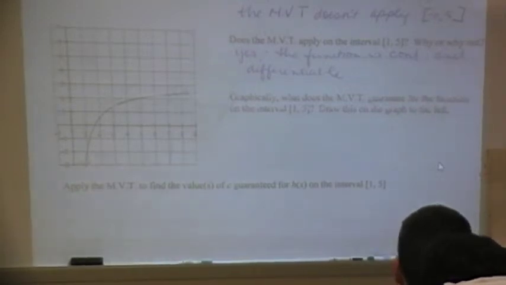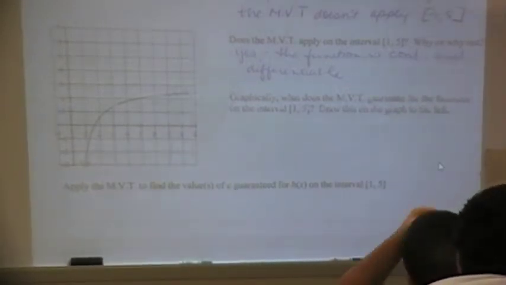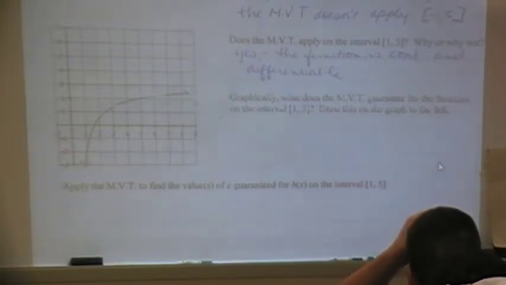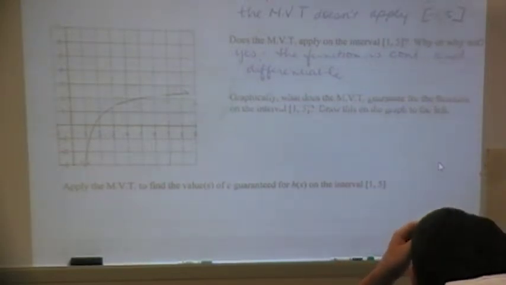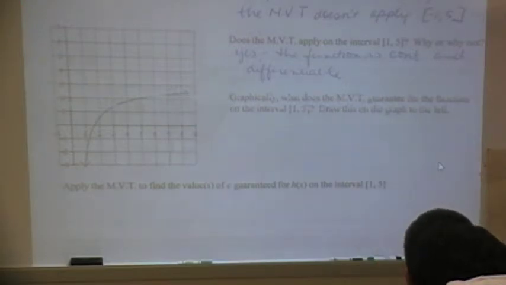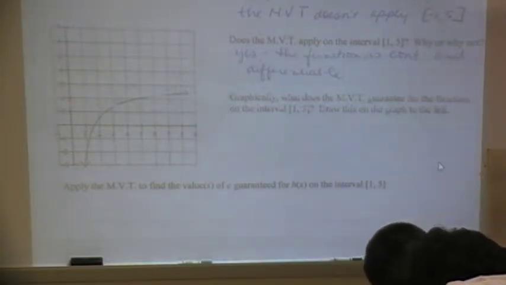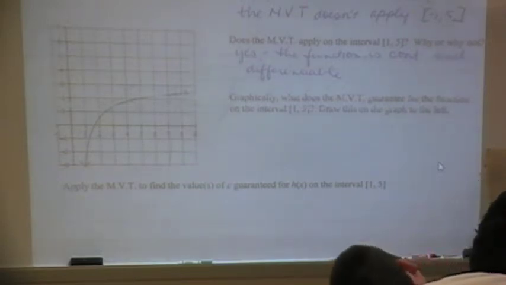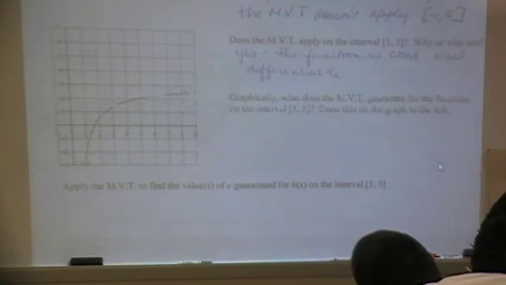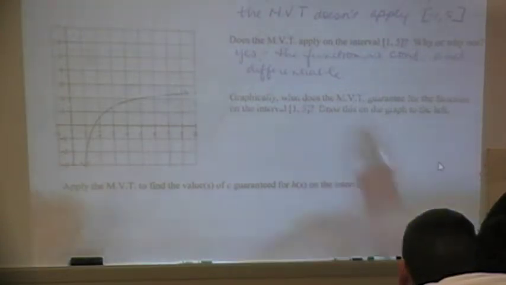Alright, so graphically, what does the MVT guarantee for the function on the interval? They want us to draw this line on the graph. So all it's saying is there is a place where the derivative, or the instantaneous rate of change, is going to equal the average rate of change. Now remember, the average rate of change was a secant line. So let's draw the secant line on the interval 1 to 5. There's 1, 5.